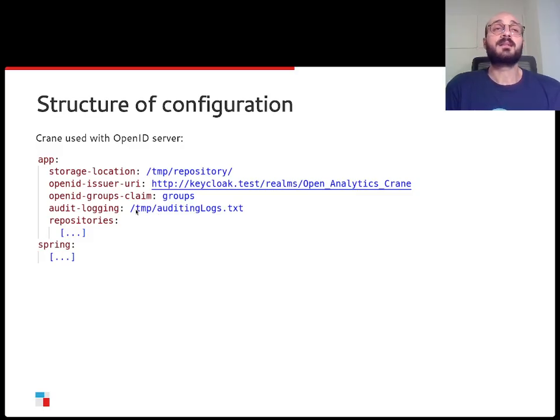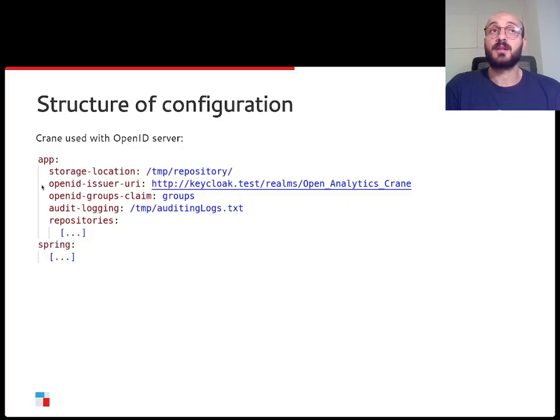The configuration file is in the YAML format and has two root properties. The app property, which we are going to focus on, which contains Crane specific configurations, and the Spring property, which contains configurations related to Spring Boot applications in general. One of the configuration options, for example, that Crane would need is the storage location property, which defines where Crane can find the files it needs to share with the users.